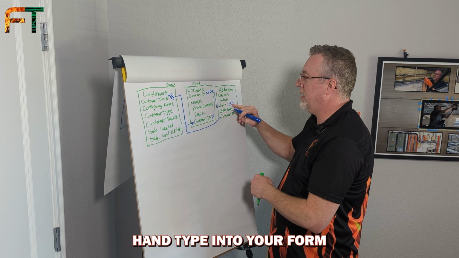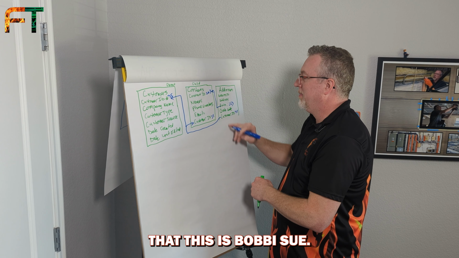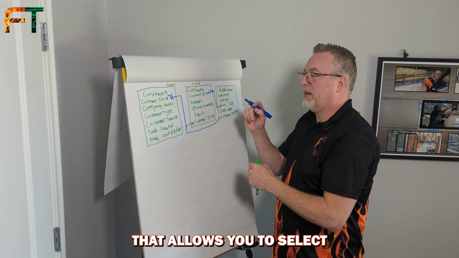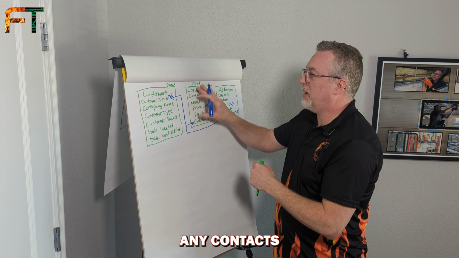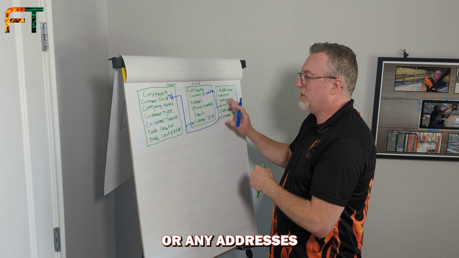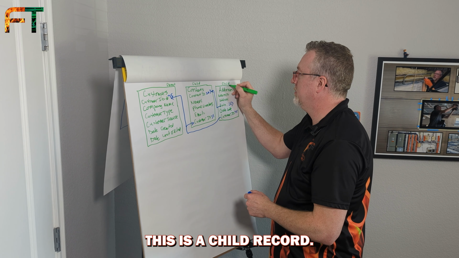You don't have to hand type into your form that this is Bobby Sue. This is all linked by drop downs on your forms that allows you to select any contacts from this customer or any addresses from this customer in your other forms. Again, this is a child record.